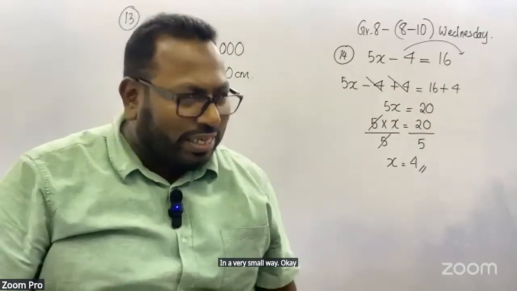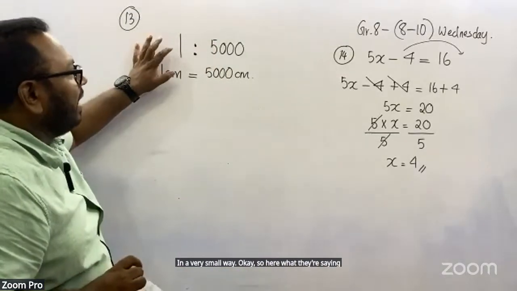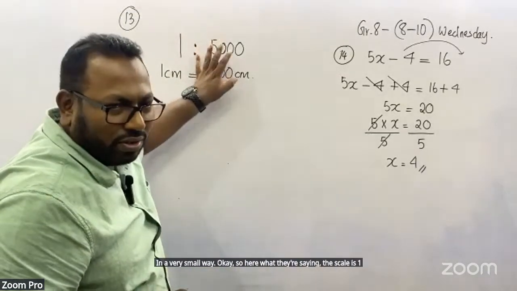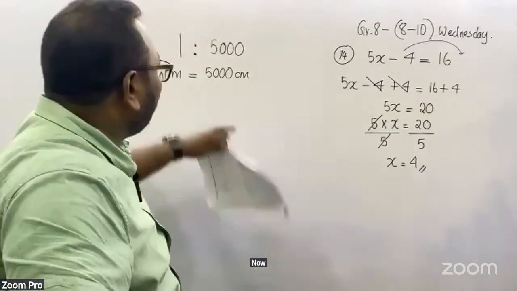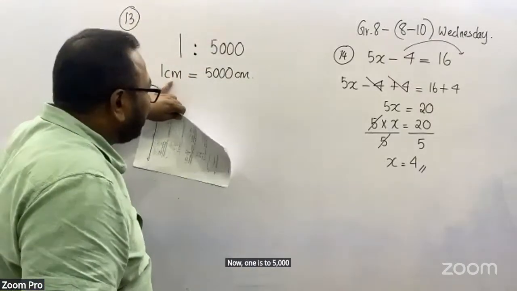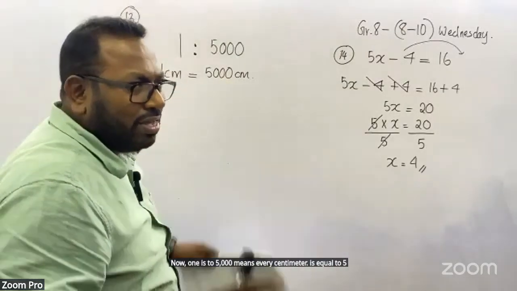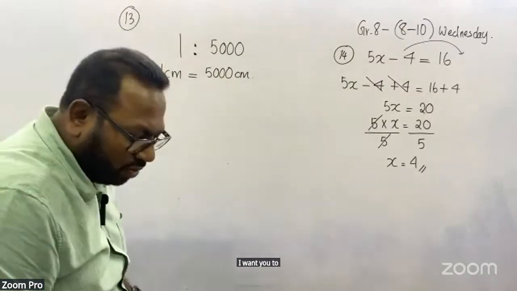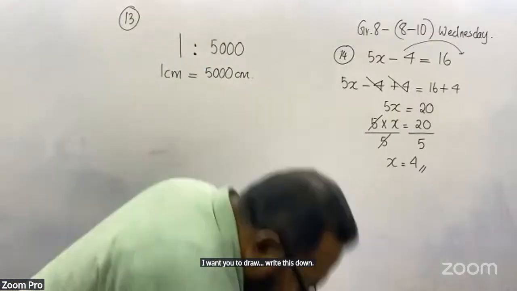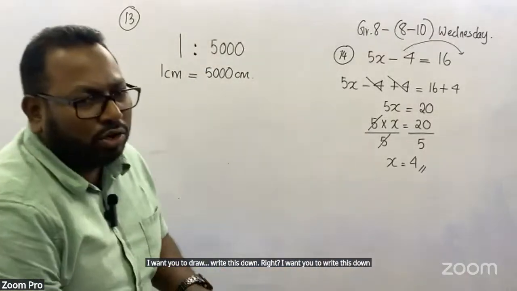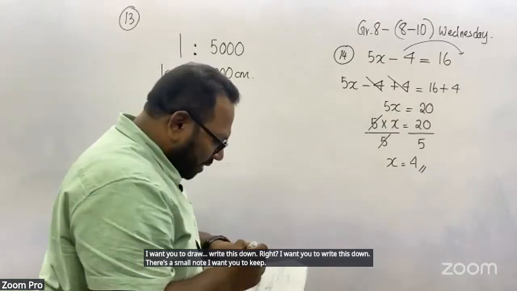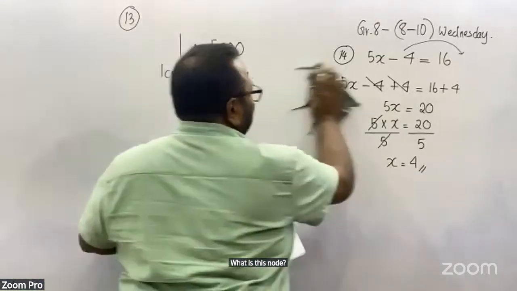Okay. So here what they are saying, the scale is 1:5,000. Now 1:5,000 means every centimeter is equal to 5,000 centimeters. I want you to write this down. There's a small note I want you to keep. Can you take this down?